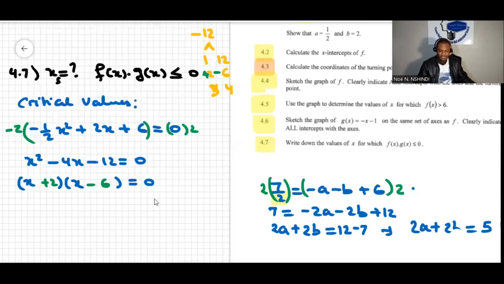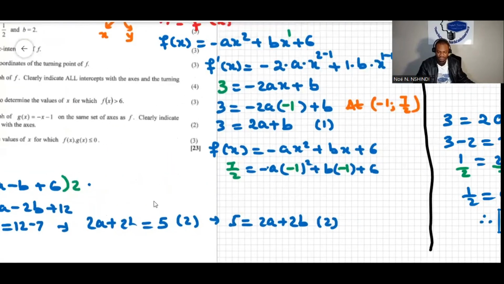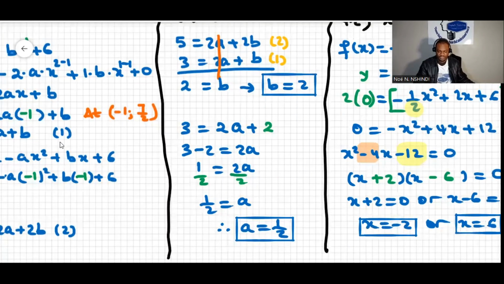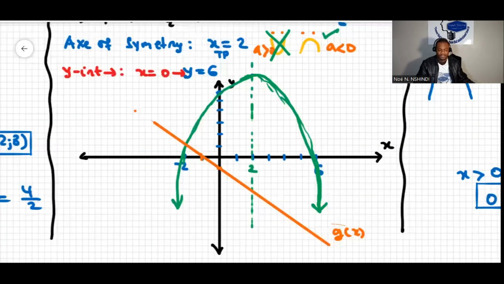Now maybe we shouldn't do the calculation. We can just use the graph to do that. Let's just use the graph, which is over here. Check this out. Now we can see that the orange graph is g of x, and the green is f of x.